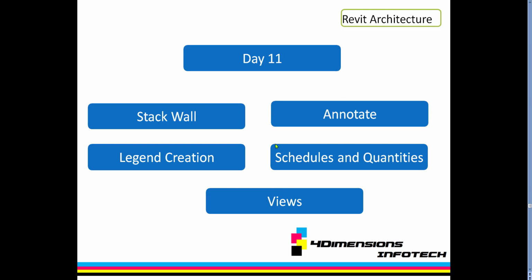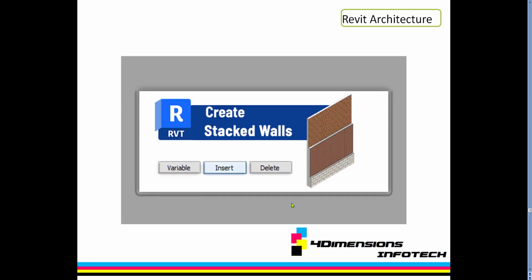Hello. In day 11, we are going to learn the commands like stack wall, annotate, legend creation, schedules and quantities, and then views. Stack wall is nothing but where we can stack two or three types of walls and make it one wall. For example, at the bottom portion we can provide one type of wall. At a particular height above, we can provide another type of wall. So as shown in the figure, you can combine two or three types of walls and make it one wall. Stack means we stack a number of walls to make it one wall.